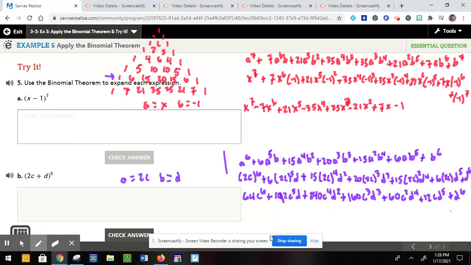So you end up with 64c to the 6th plus 192c to the 5th d plus 240c to the 4th d squared plus 160c cubed d cubed plus 60c squared d to the 4th plus 12c d to the 5th plus d to the 6th.